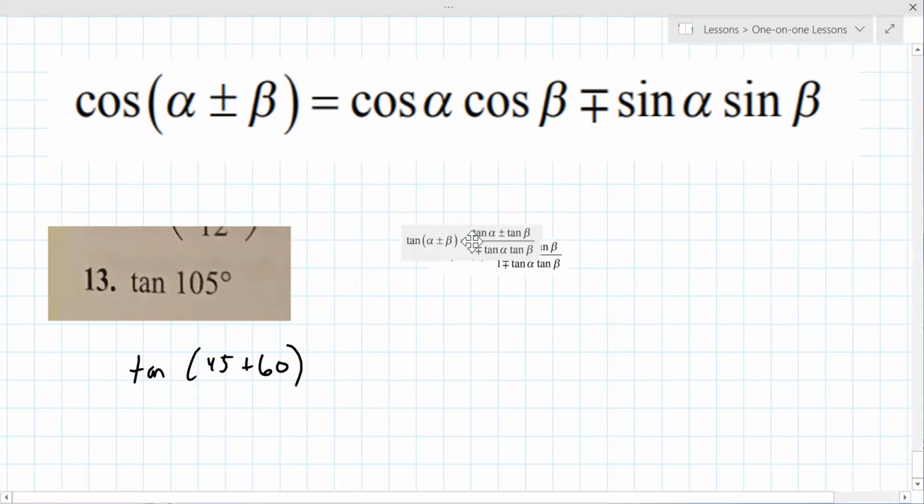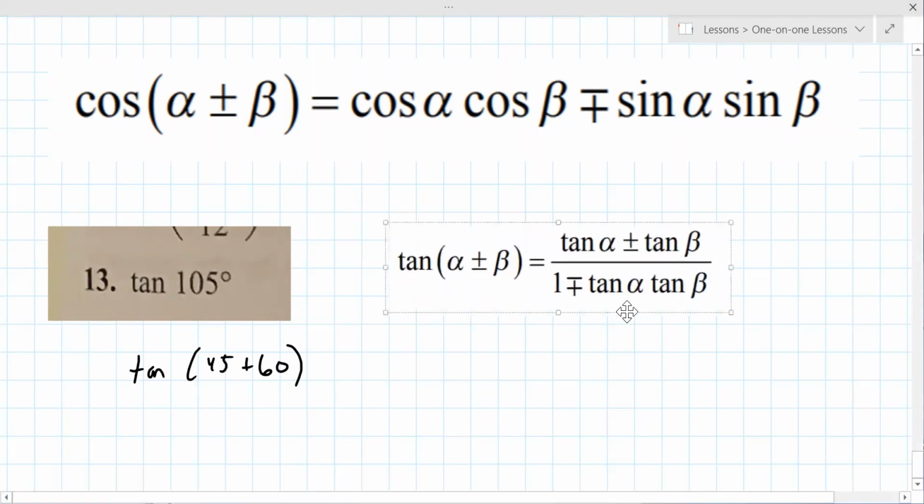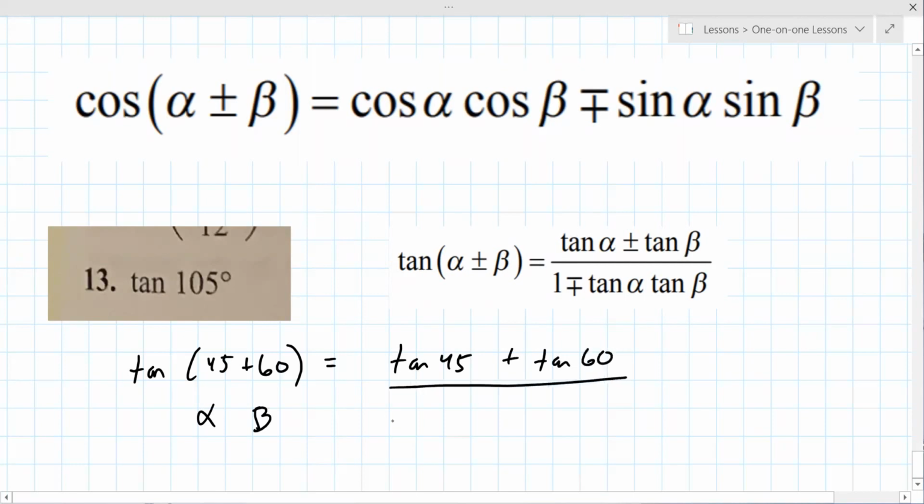Get the formula down. Your alpha is 45. Your beta is 60. So it's tangent 45 plus, here goes the plus because it's on top, plus tangent 60 over 1 minus tangent 45, tangent 60. Okay, so tangent 45, that one's got to be pretty clear. That one you've got to look up.